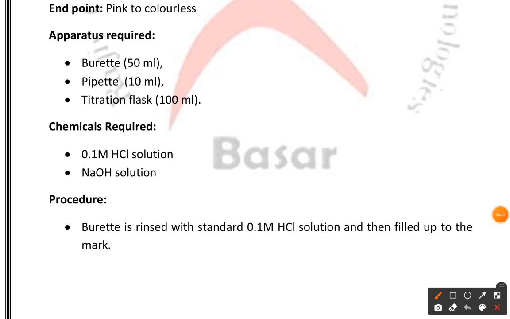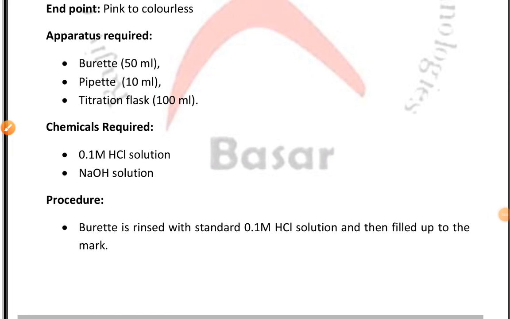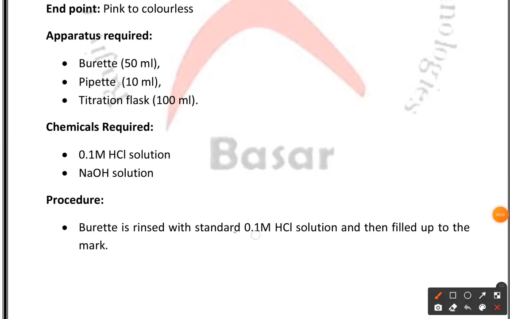Now what is the procedure here? First, the burette is rinsed with the 0.1 M HCl solution and then filled up to the mark. Okay, you have to rinse first. Why? Because we are talking about volumetric analysis.